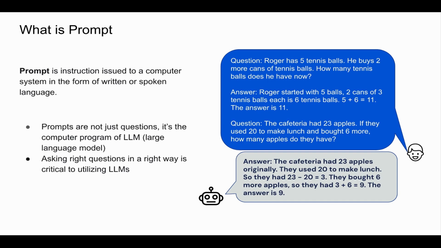But in short, prompts are not just questions. It's the computer program of the large language model. So asking the right question in the right way is critical to utilizing LLMs. Next, I'm going to share some of the different prompting techniques that I have used or seen in work.